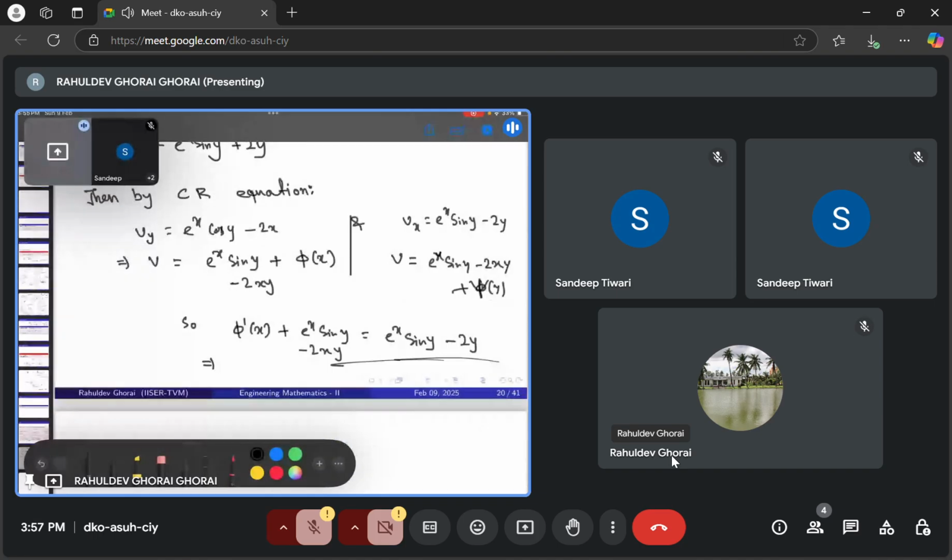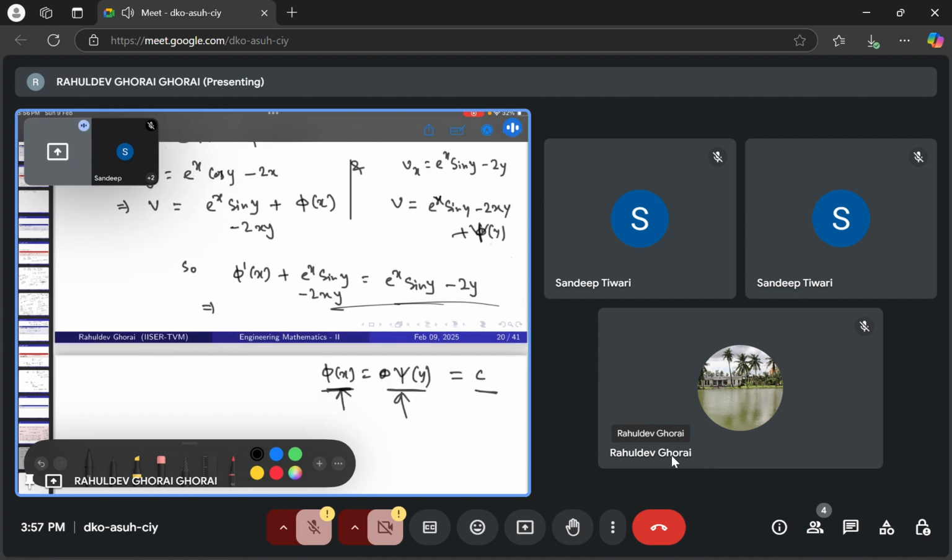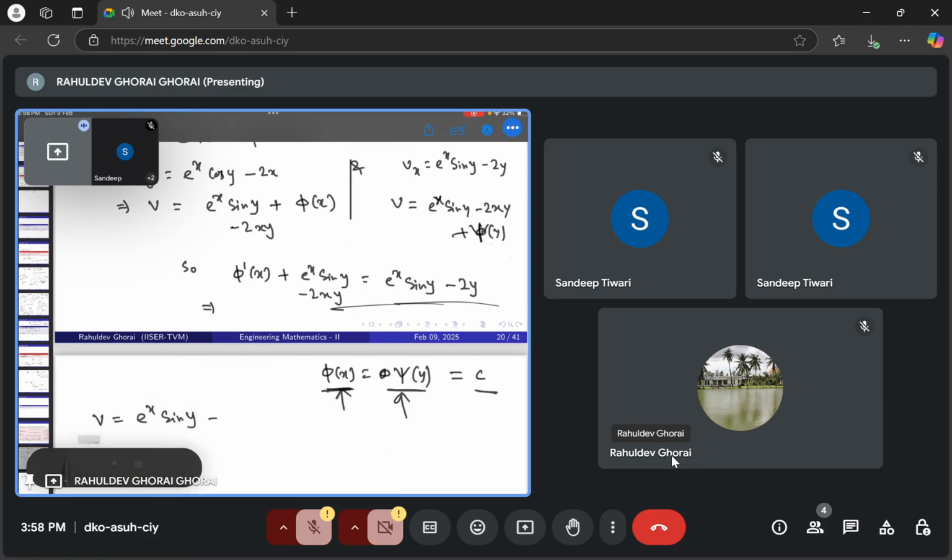So phi of x and psi of y have to be the same. So then that implies this should be a constant function. It cannot happen that phi of x, which is a function depending on x, and psi of y, which is a function depending on y, are equal. So it has to happen that it is equal to a constant. So that implies your v has to be e to the power x sin y minus 2xy plus a constant, that is your v.